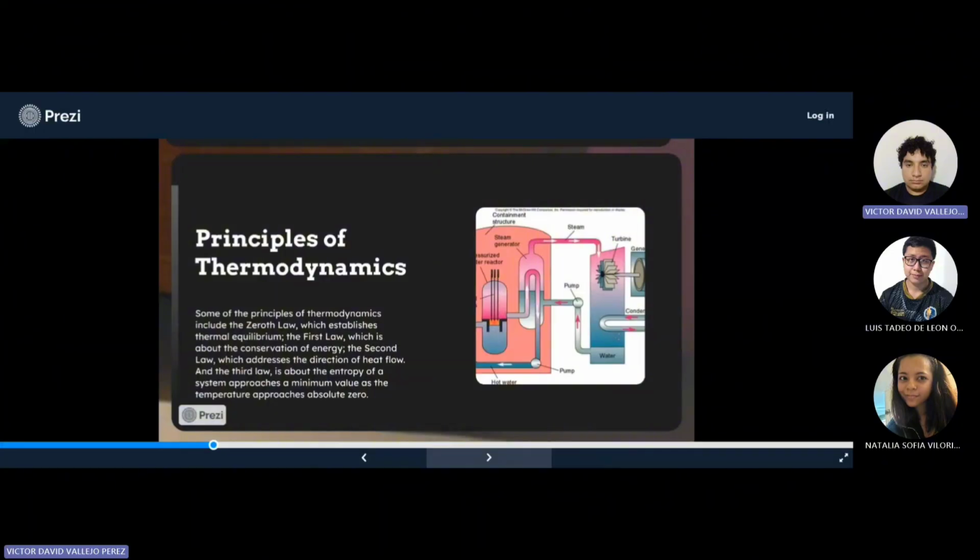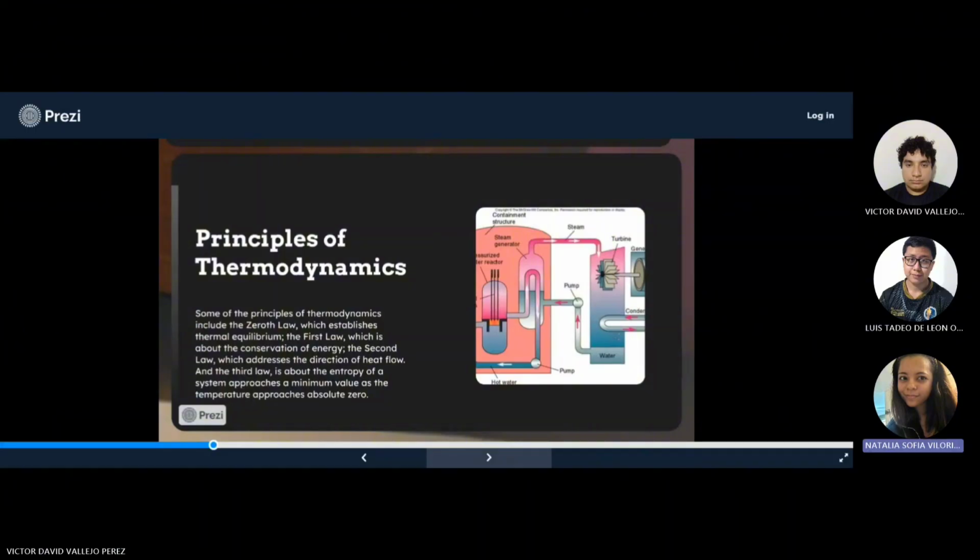Now, let's talk about the basic principles of thermodynamics. Where do we start? First, the zeroth law of thermodynamics, thermal equilibrium. Two or more systems are in thermal equilibrium if, when they are brought into contact, there is no net transfer of heat between them. Does that mean they have the same temperature? Exactly. Understood. What else can we know?